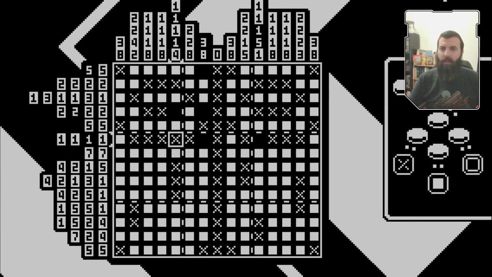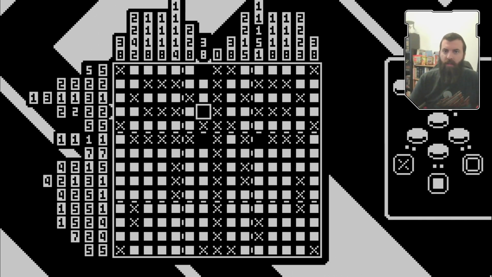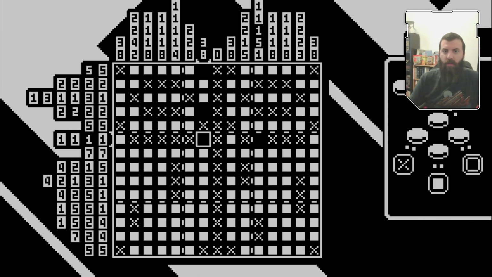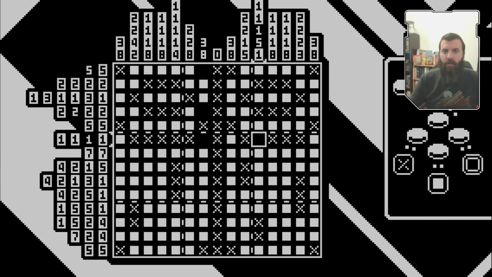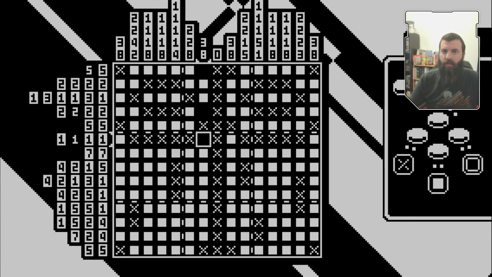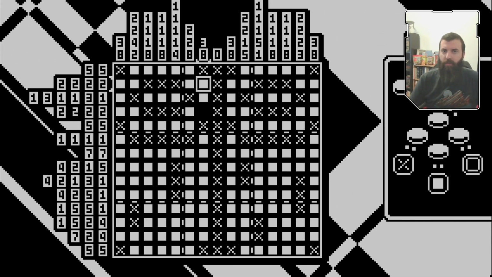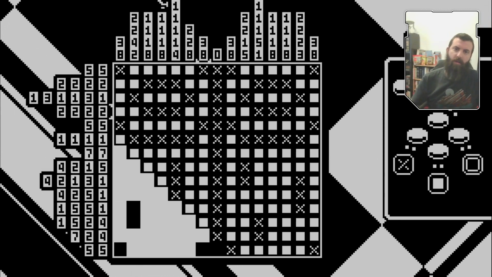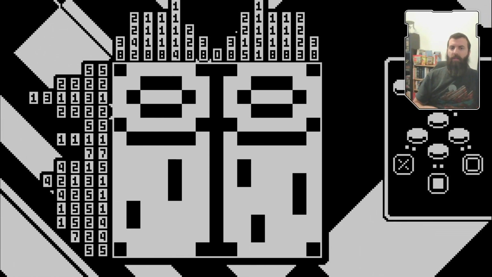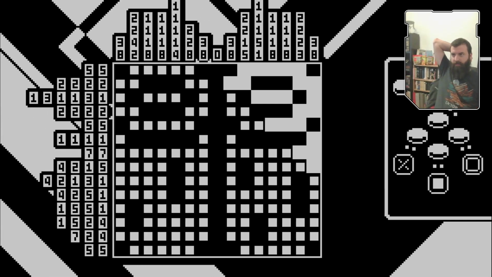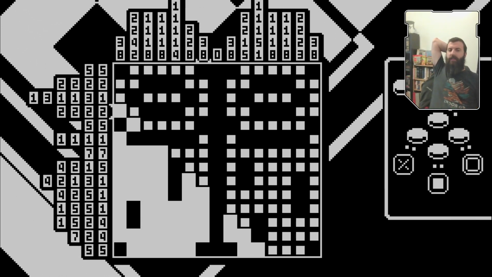We need that to be X'd and that to be X'd. We need this to be X'd, this to be filled in, and we need one more pixel here. That gives us some logs. Very slightly asymmetric logs.